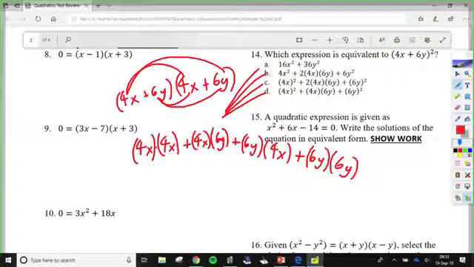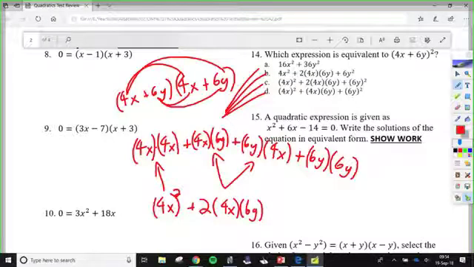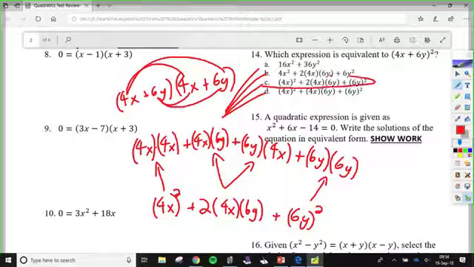Now, if you notice, here, 4x times 4x, well, that is 4x multiplied by itself. That is 4x squared. Here, I have two versions of the same thing, 4x times 6y. And then this last part, I have 6y times itself, which means 6y squared. So that matches answer choice C.